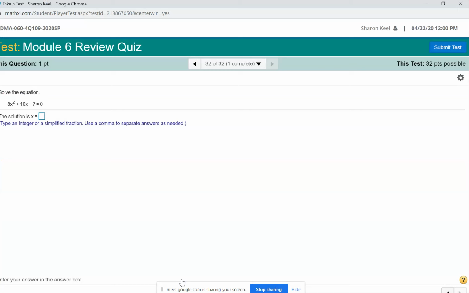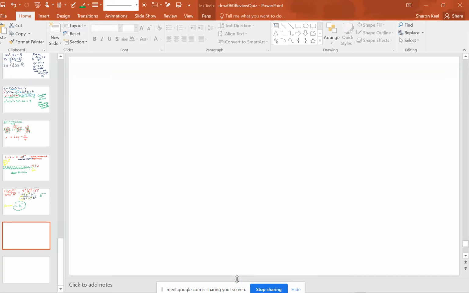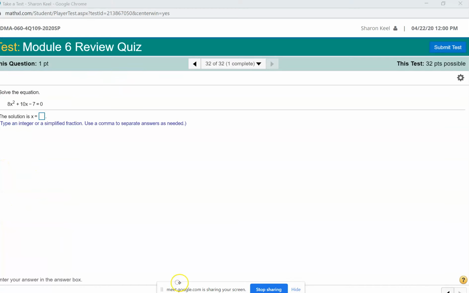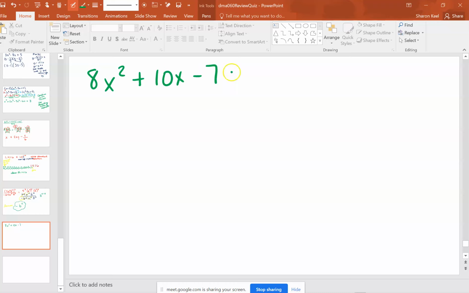And last but not least, we're going to solve this equation and give a solution for what x is equal to. So we have 8x squared plus 10x minus 7 equals 0. And we want to solve and get x equals for our solution.